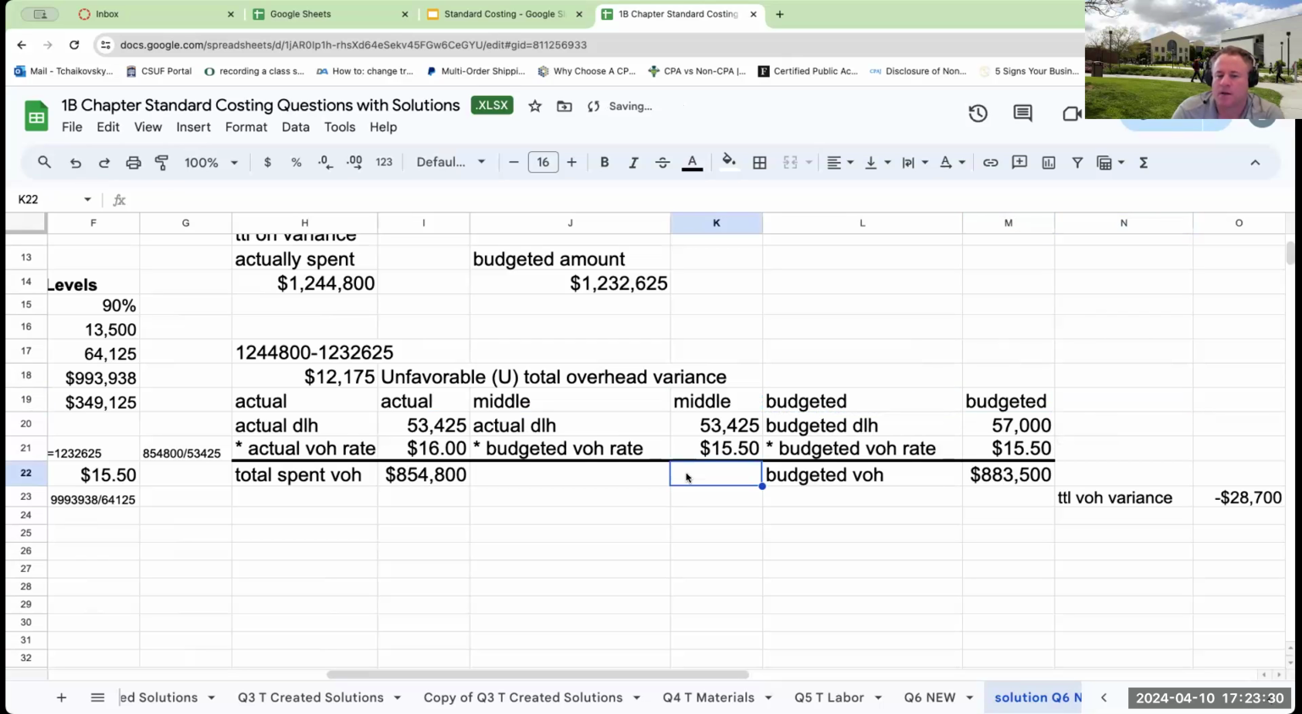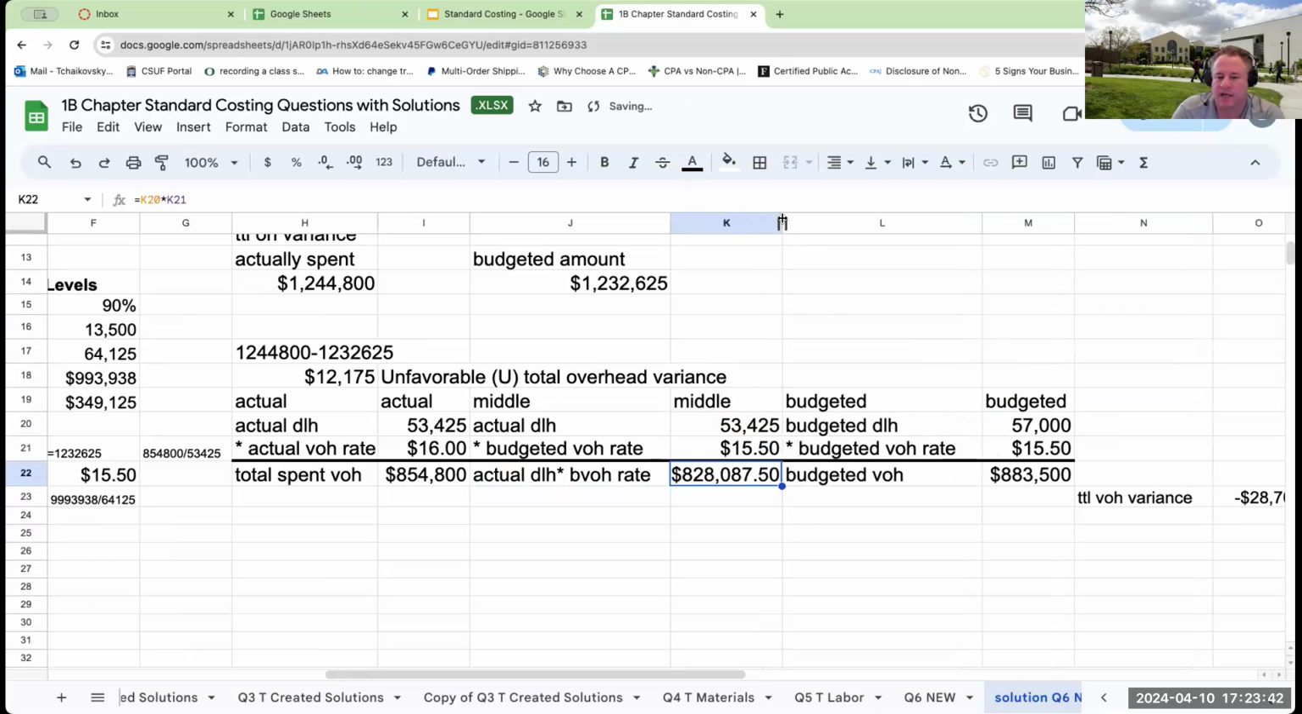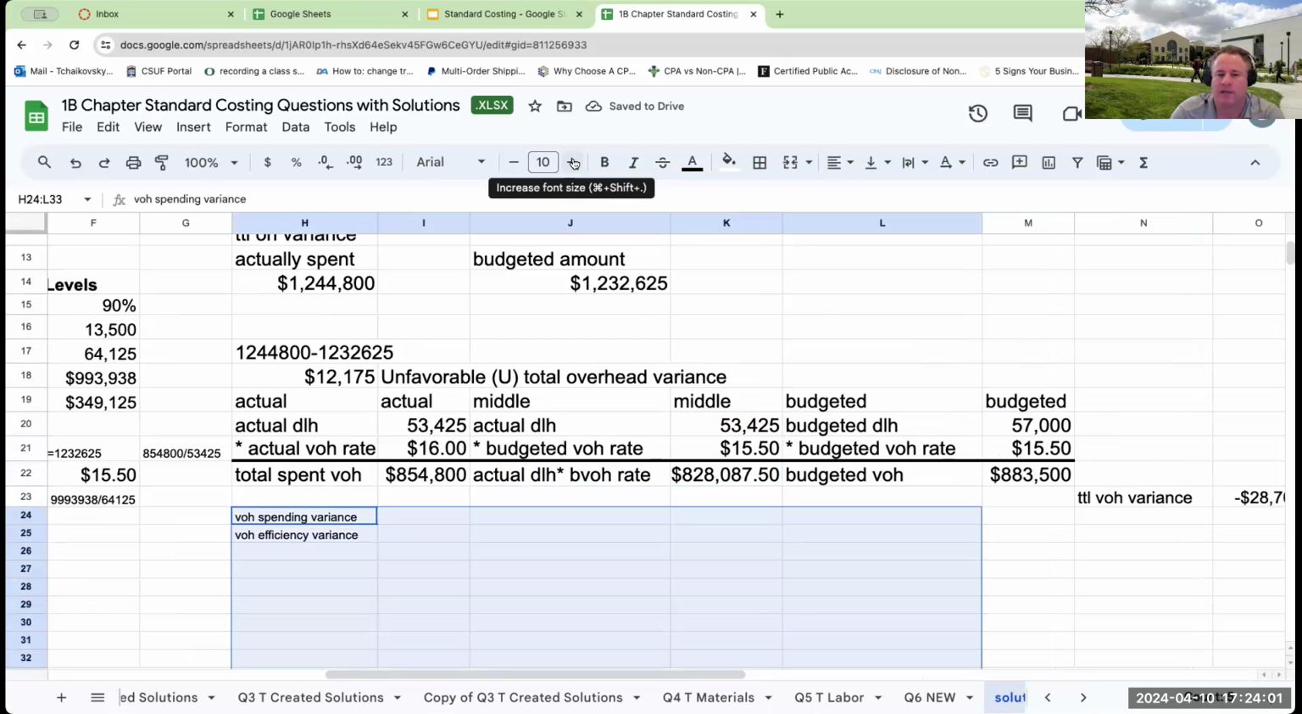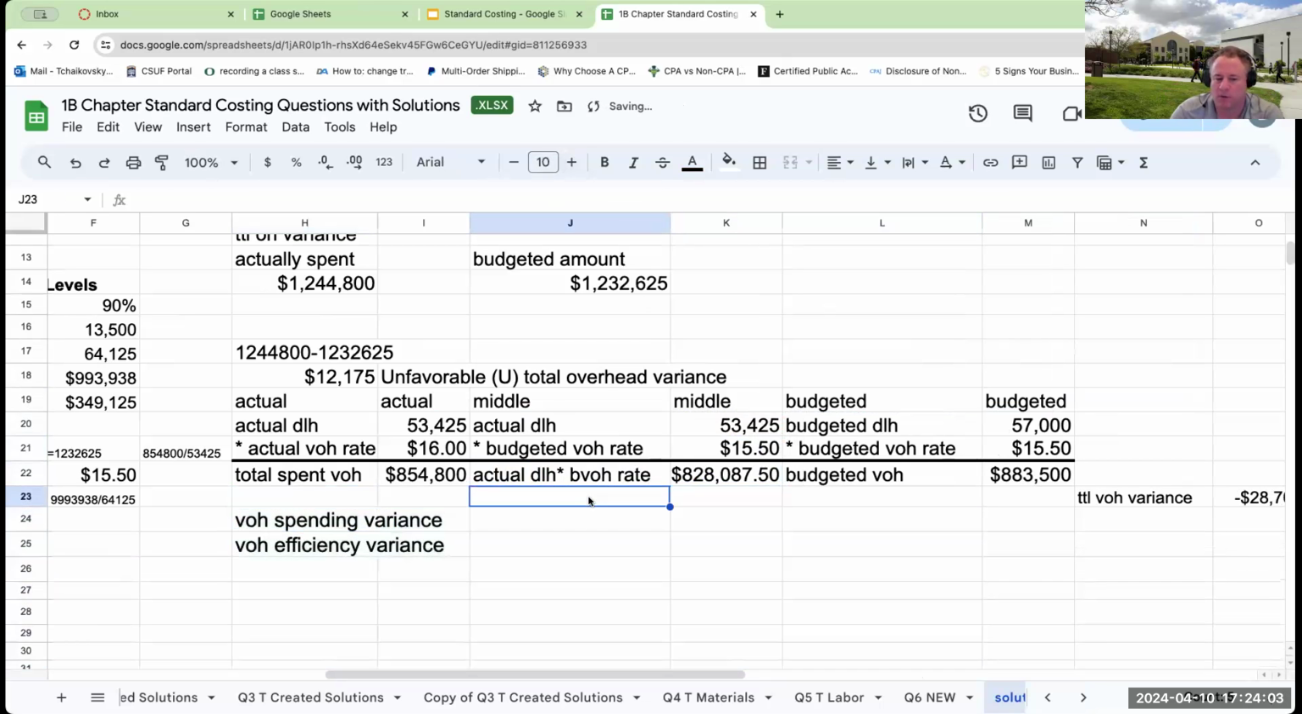Okay, so in our middle value, which is the actual direct labor hours times the budgeted variable overhead rate, this is going to be over here at 828,087.50. Okay, now, before we go any further, right, we have two parts over here. We have a variable overhead spending variance and a variable overhead efficiency variance, right? These are the two that I'm being asked to compute.